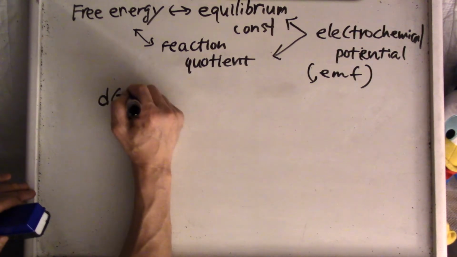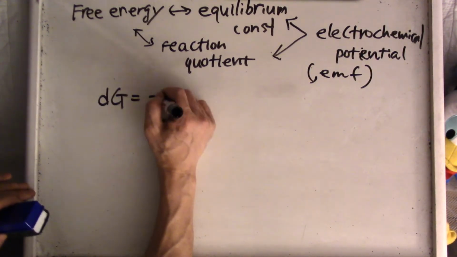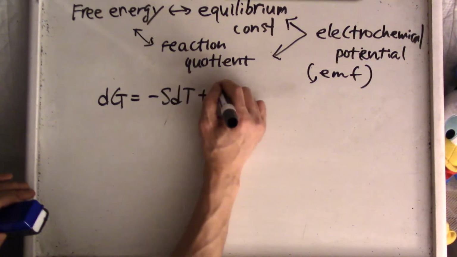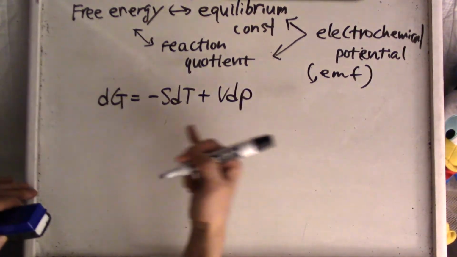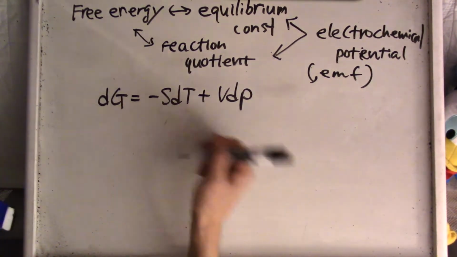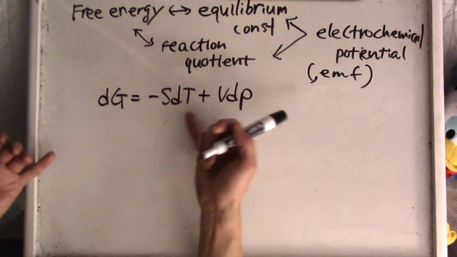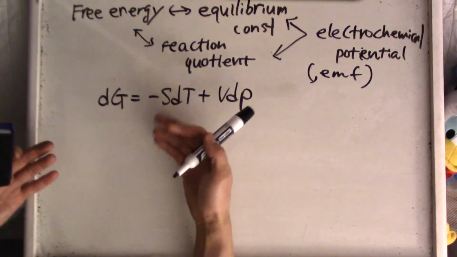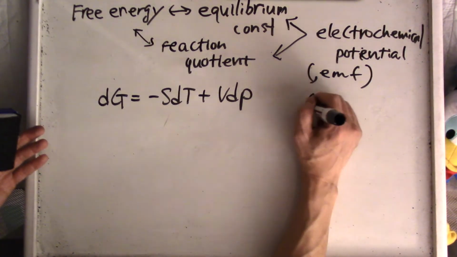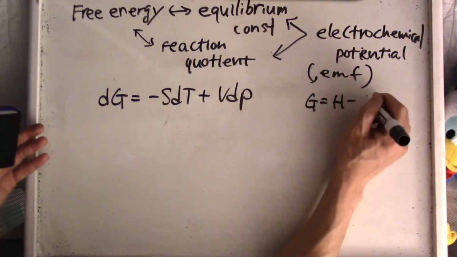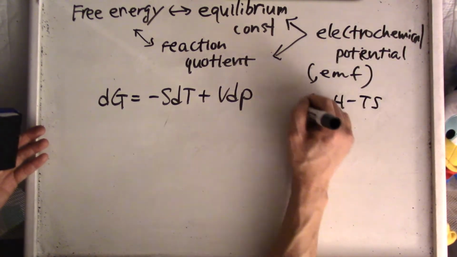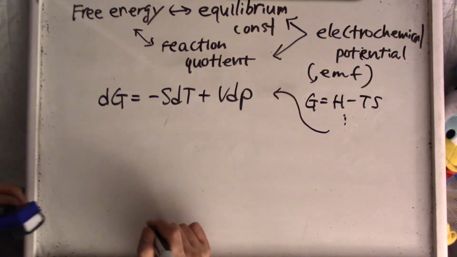So dG is equal to minus SdT plus VdP, all right? You've done this derivation in the previous chapter, right? Of course, SdT comes from the Q part. Remember, you had G equal to H minus TS, and you went through all these steps, and eventually you got here, right?